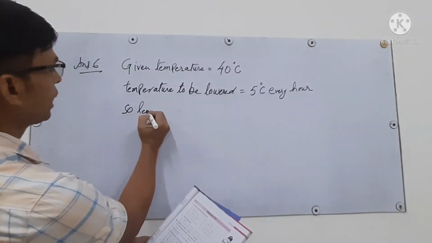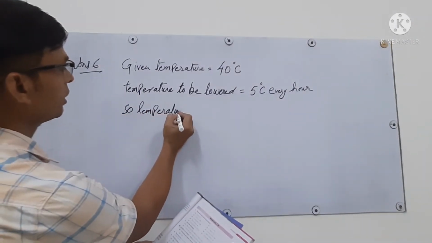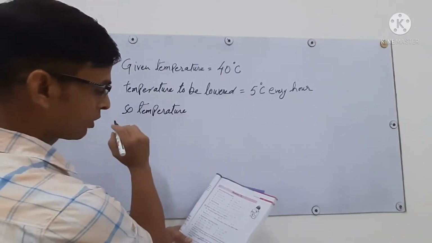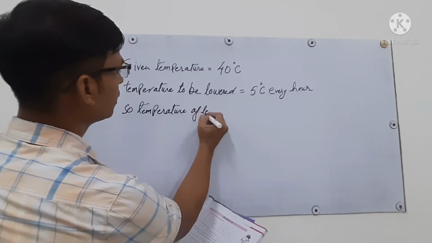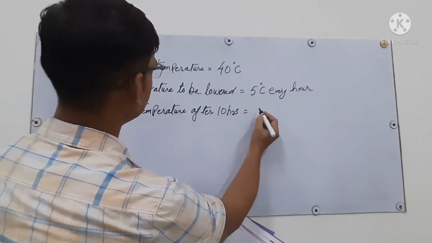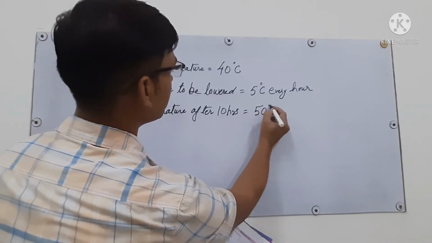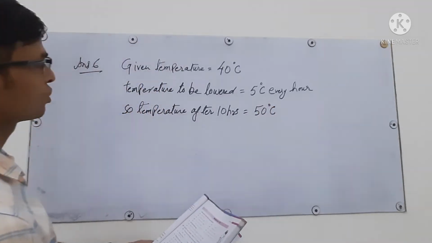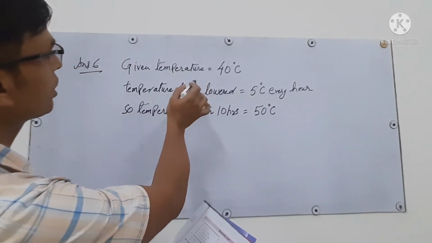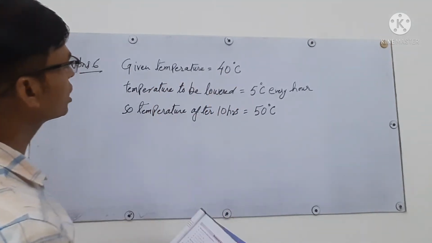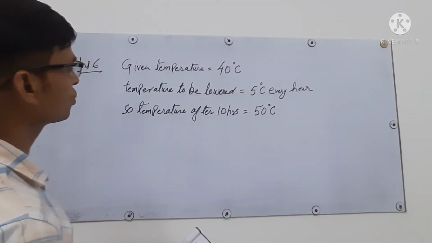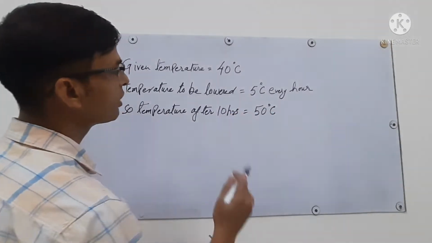So the temperature after 10 hours will be 50 degrees Celsius. In the starting of the question we are given a temperature of 40 degrees Celsius and we have to lower it at the rate of 5 degrees Celsius, so the change after 10 hours will be 50 degrees Celsius.